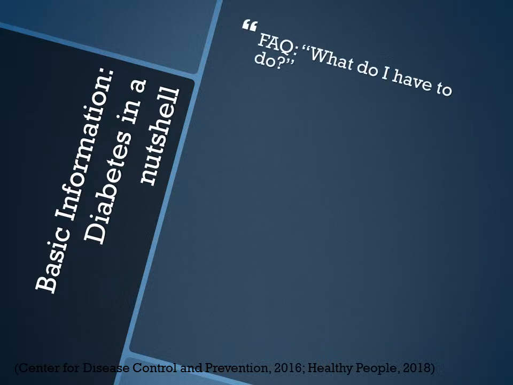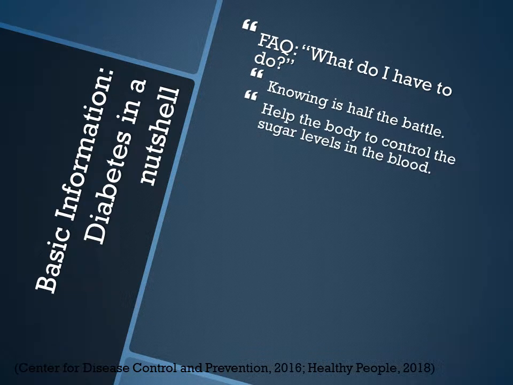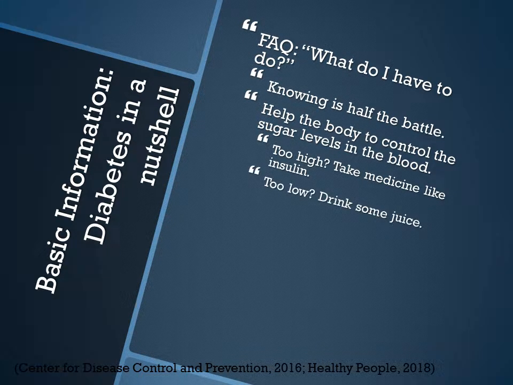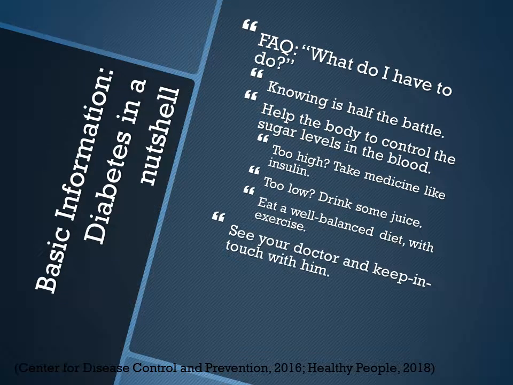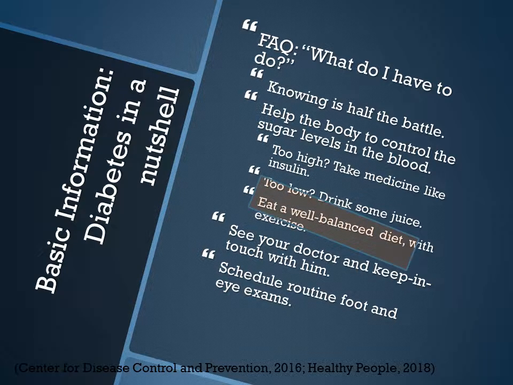Oh, wow. Well, what do I have to do then? Knowing is half the battle. You have to help your body control the sugar levels. If it's too high, take some medication to lower it. If it's too low, drink some juice. Overall, you'll want to eat a well-balanced diet. Get some exercise and see your doctor regularly. Oh, and schedule a routine foot and eye exam. Which then brings me to the focus which I want to teach for this health communication project, which is eating a well-balanced diet.